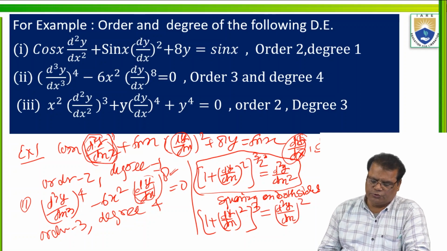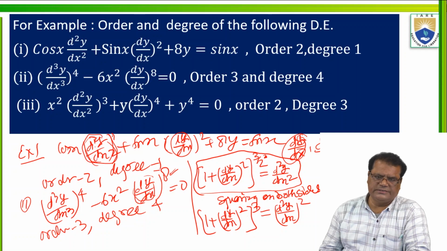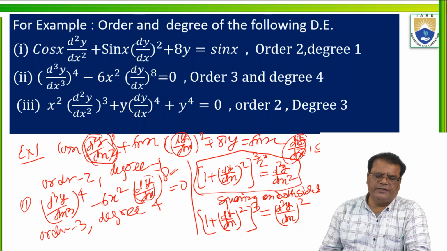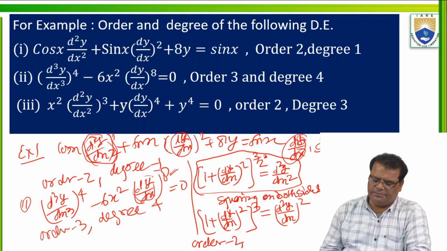Now (a plus b) whole cube, we can open this result. Now the order: here is the second order differential coefficient in this term and the first order differential coefficient in the other. After opening the power, there is no change in order; the order is the same, only the power changes. The highest order derivative is the second order derivative, so the order of this differential equation is 2. And the degree is the power of the highest order derivative, which is 2. So the degree is 2.